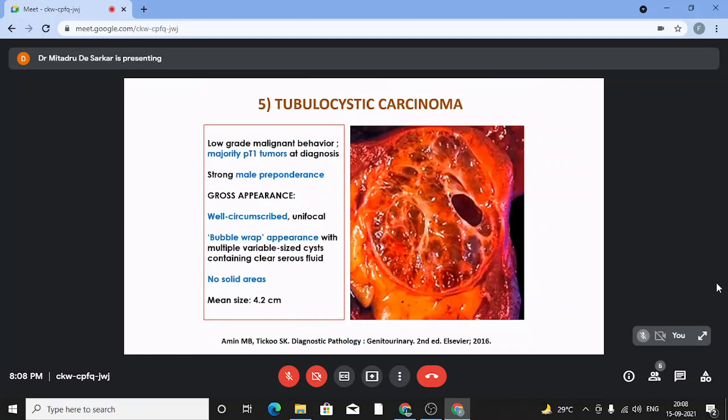Coming to the tubulocystic carcinoma, this is exclusively cystic. So by definition, it should not have a solid component at all. The unique presentation is what has been described as a bubble wrap kind of appearance, and that is how it actually looks. It looks like those clear bubble wraps which are usually seen in packages. And you have multiple variable-size cysts filled with clear serous fluid. Most of them are very small, usually pT1 stage. They will not have solid areas, and the mean size is approximately 4 centimeters, with a strong male preponderance.